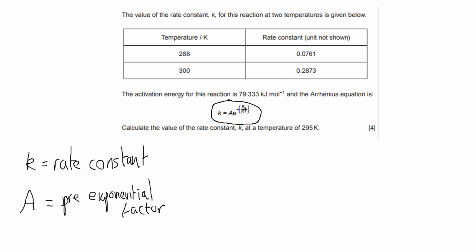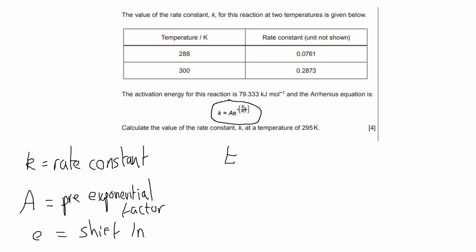Then you've got this little E here. E is just a button on your calculator. It's a mathematical term. To access E on your calculator, you press Shift if you're using Casio, and then natural log, and that'll bring up the E button on a Casio calculator. So it's a mathematical function.